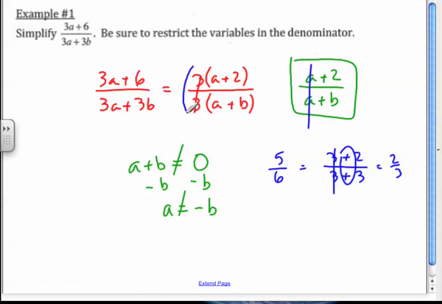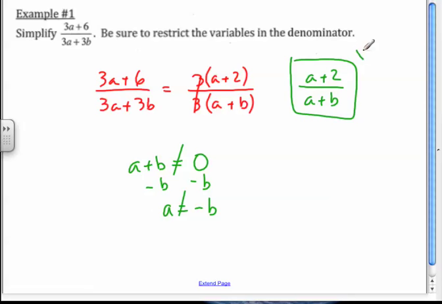If you go back, you can see it's 3 times the quantity a plus 2 and 3 times the quantity a plus b. So I can cancel those things because they're common factors. They're being multiplied. Okay? All right. Good job, guys. So let me back up and say that my answer is this fraction and the restriction a cannot equal negative b. All right? Great job, guys.